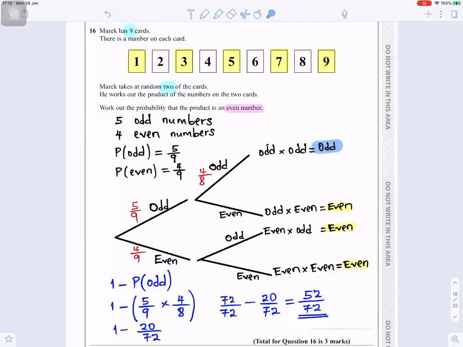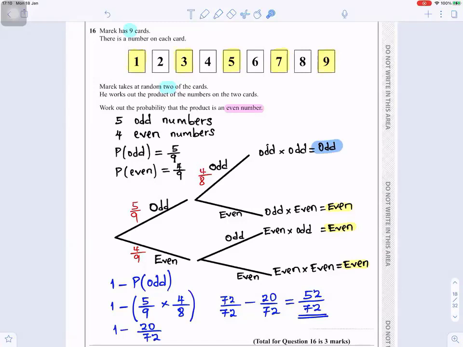Question number 16. Marek has 9 cards. There is a number on each card. Marek takes at random 2 of the cards. He works out the product of the numbers on the 2 cards. Work out the probability that the product is an even number.